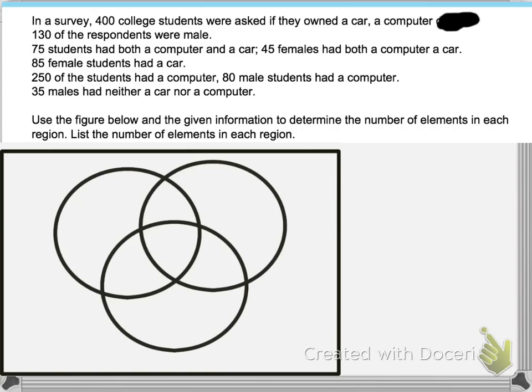75 of the people who responded said that they had both a computer and a car. 45 females had both a computer and a car. 85 female students had a car. 250 of the students had a computer. 80 male students had a computer. 35 males had neither a computer nor a car.